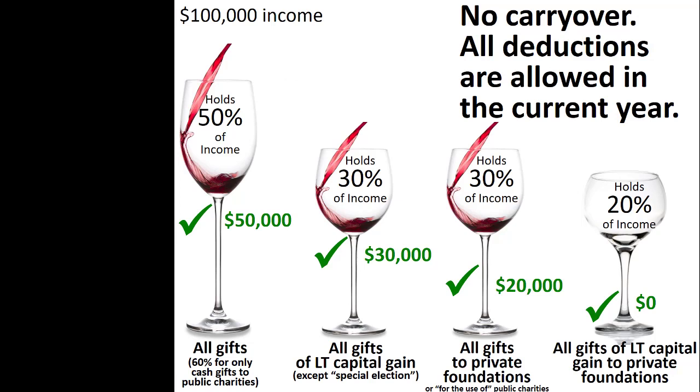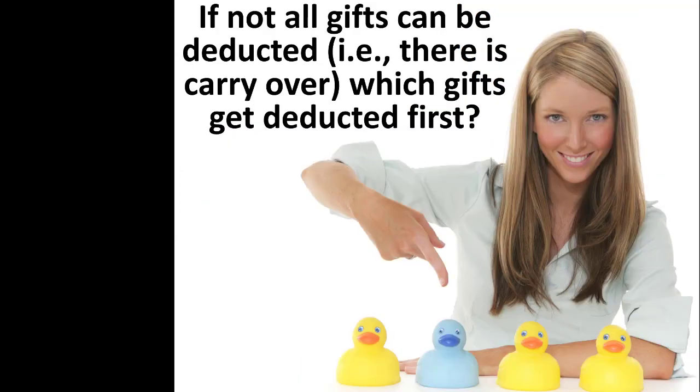Because there was no spillage or overflow out of any of the four glasses, there is no carryover. Thus, all charitable deductions will be allowed in the current year. Remember that in this analogy, the amount of charitable deductions allowed in the current year is the total amount of deductible charitable gifts, less any gifts that must be carried forward. The previous example did not create any carryover.